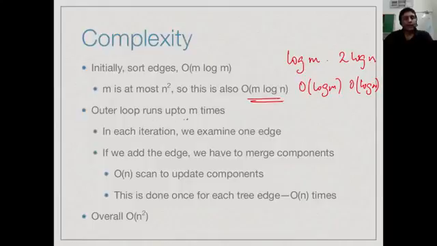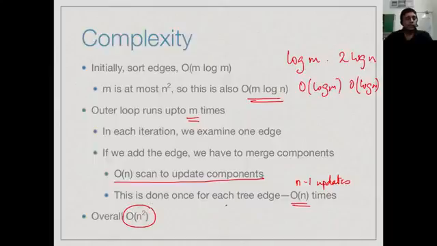Now among these m times, we will update the components for each edge we add. That will happen only n minus 1 times. But when we update the component, that's when we have a problem, because we have to scan through all the vertices in order to change the component number. So each update of the component, each merging component step, takes order n time, and this itself happens n minus 1 times, because we have to keep doing it each time we add an edge to our tree. And there are going to be exactly n minus 1 edges. So we have n minus 1 updates, and each update takes order n time. So we have an overall complexity of order n square.